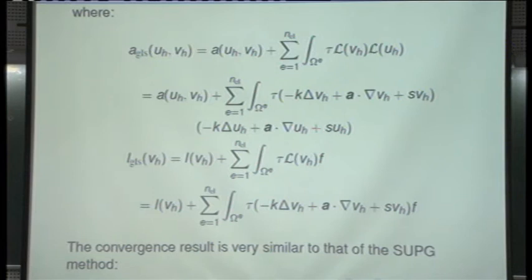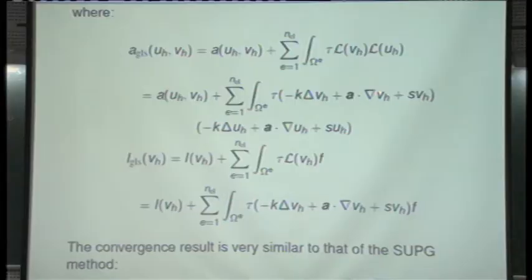Yes, in the element. But does that give us control over the whole derivative, the whole gradient? No. Over which derivatives does that give us control? Somebody said that. Along the streamlines. That only gives us control on the derivatives along the streamlines. And why? Through which mechanism does that give us control along the streamlines?